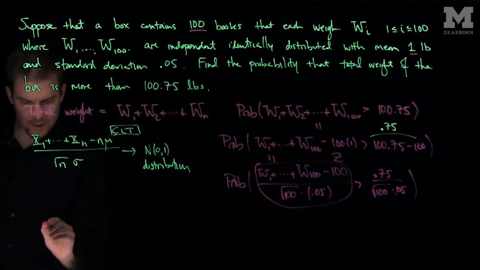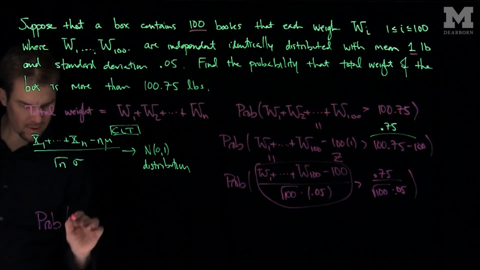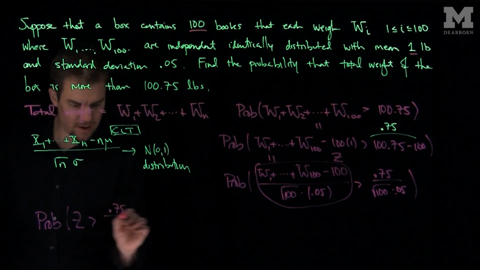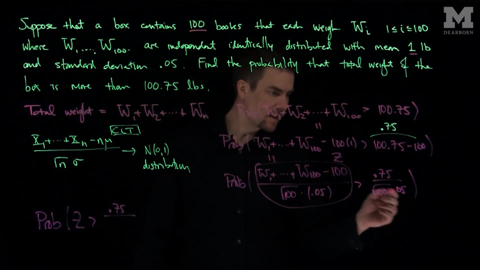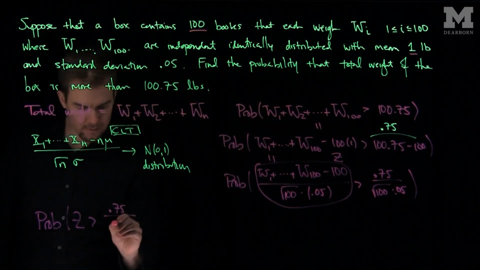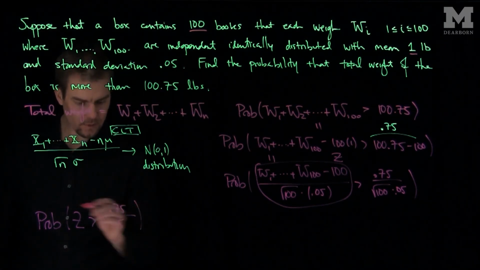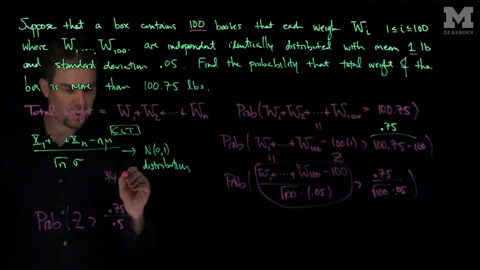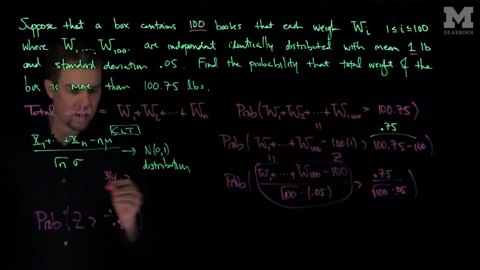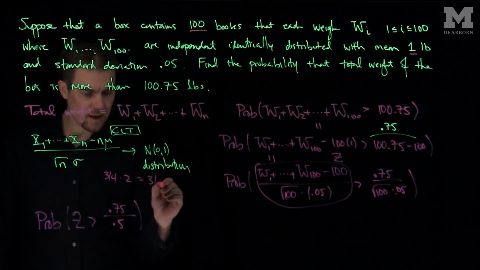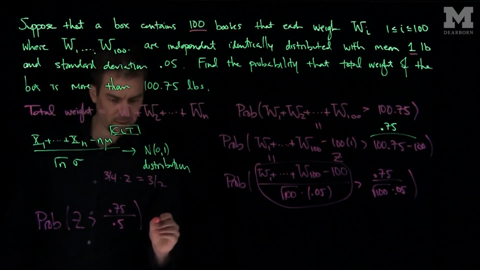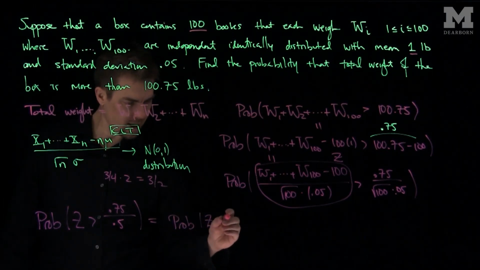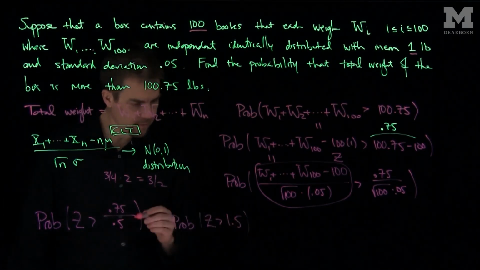So we have the probability that Z is larger than 0.75 divided by, well, the square root of 100 is 10, and 10 times 0.05 is 0.5. We can simplify this. This 0.75 is 3/4, and I'll multiply 3/4 by 2. If we do so, we'll get 3/2. So this is the probability that Z is bigger than 1.5.